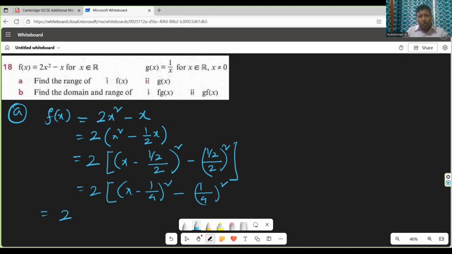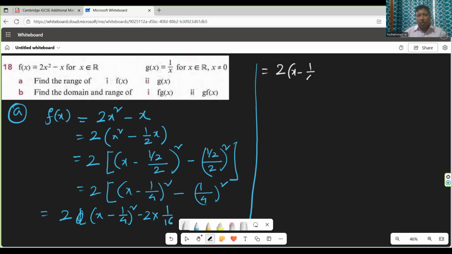So it will be 2. If you remove the bracket, you will get 2 into (x − 1/4)² minus 2 into 1/16. So finally we get 2(x − 1/4)² − 1/8. So here the minimum value of this curve is −1/8. If we sketch this, −1/8 is the minimum value, and for x = 1/4 we get this minimum value. So this curve will be like this.